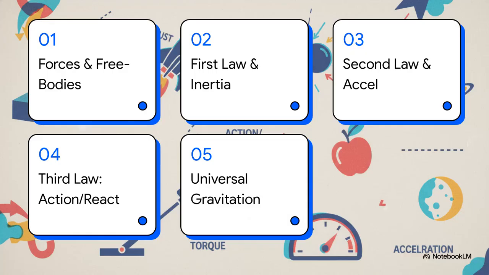Here's what's on the agenda for Term 1. 1. Forces, friction, and free bodies. 2. First law and inertia. 3. Second law and acceleration. 4. Third law, action and reaction. And finally, 5. Universal gravitation and weight. We're setting the rules using the exact DBE guidelines and then testing them out in the arena.